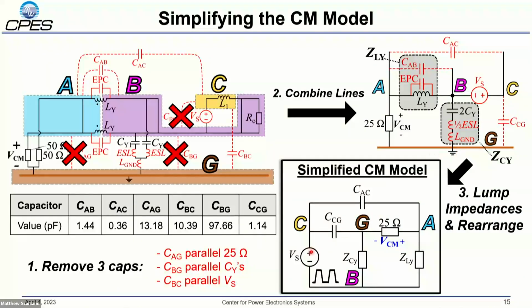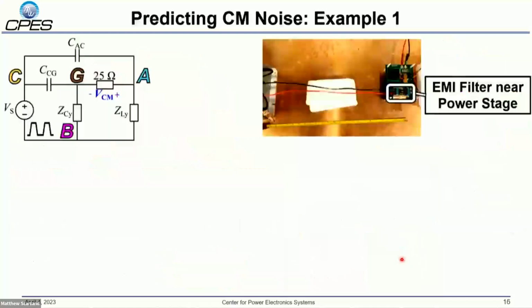It consists of a voltage source, which represents the switching voltage of the power stage, two near-field couplings, one from area C to ground and one from area C to A, the measurement impedance for your noise, and these two impedance branches which come from your EMI filter. We can verify the accuracy of this model by predicting the common mode noise spectrum.